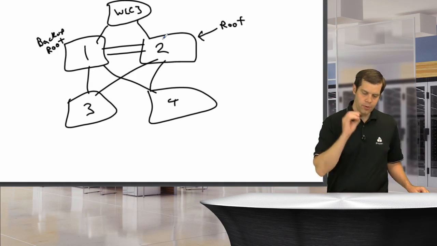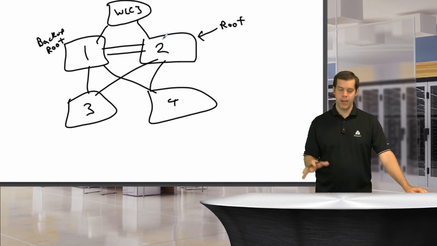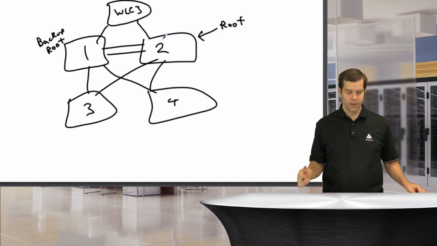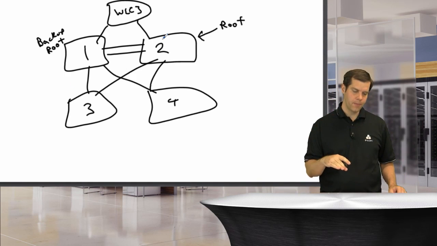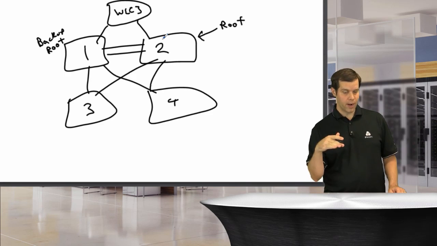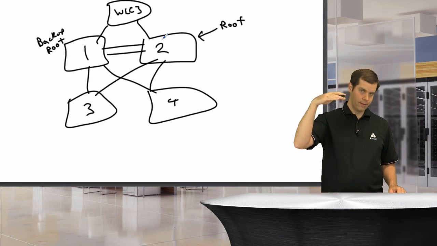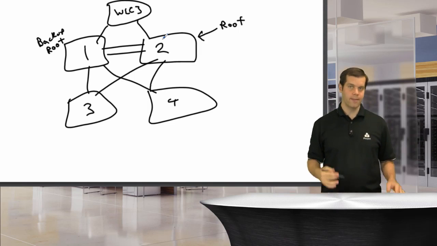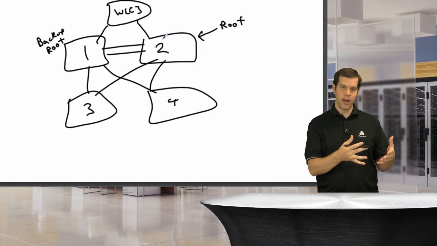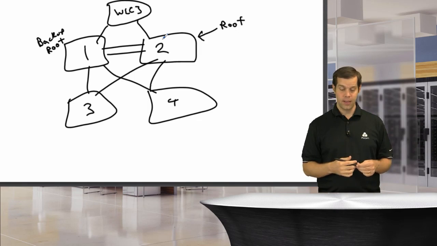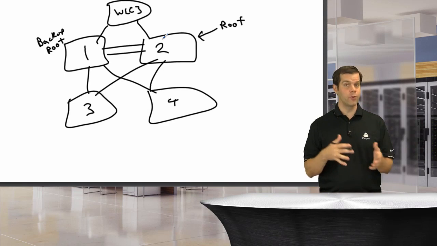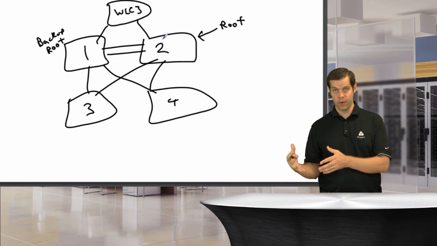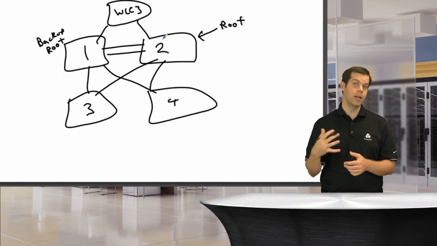So they'll say switch 2 should be the root, but if switch 2 goes away, switch 1 should take over as the root. And all that means is that switch 2 has the lowest priority, switch 1 has the next lowest priority, and then everything else is above switch 1. And so when switch 2 goes away, switch 1 will have the lowest priority of the remaining switches, and it will then become the root. But then when switch 2 comes back, it will be lower than switch 1, and it will take over again as the root when it comes back.